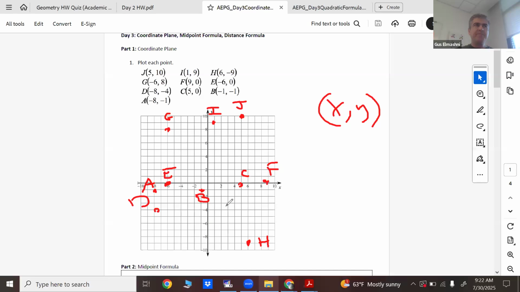Pretty straightforward. We cool with that? Okay, so not too hard. Let's keep moving. Oh, wait, some guys are still jotting points down.